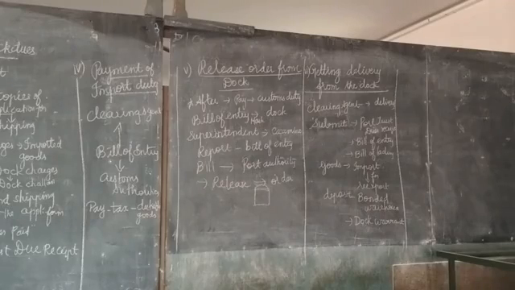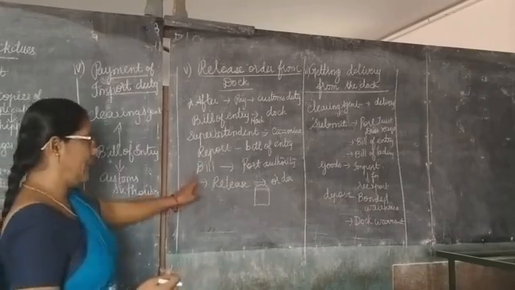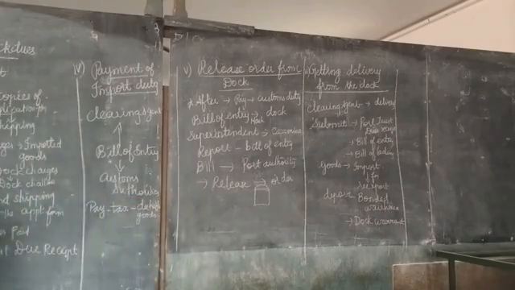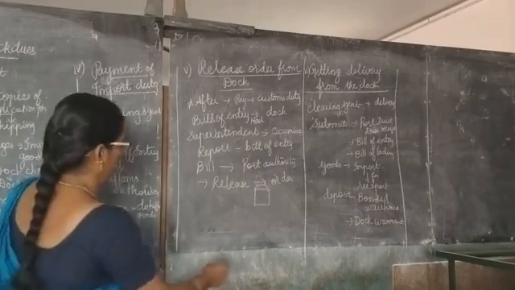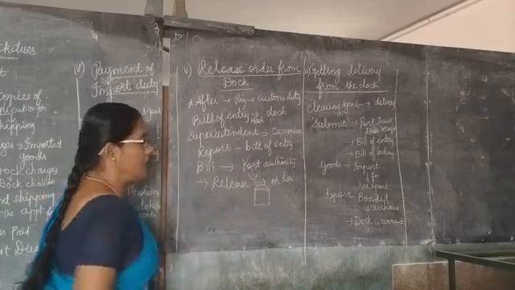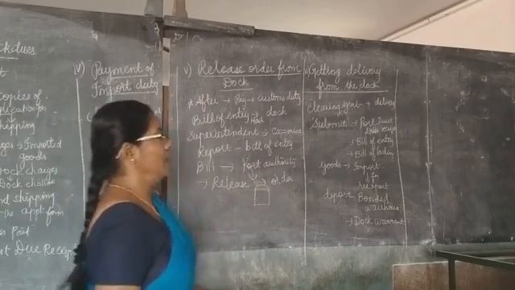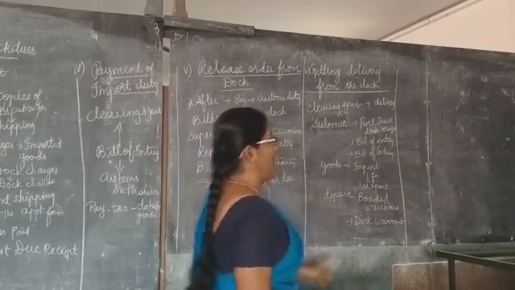He will give the report on the bill of entry to whom? To the port authority. So the bill is passed over to the port authority, and the port authority will issue the release order of the goods. Then comes getting the delivery from the dock.